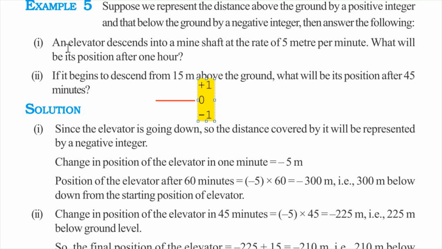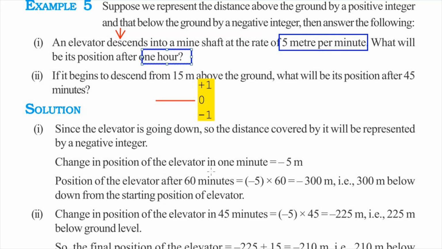The first question is, an elevator descends into a mine shaft at the rate of 5 meters per minute. Descends means it's going down. What is the speed of the elevator? It's going down at the rate of 5 meters per minute. And we want its position after 1 hour. Let us look at its solution.